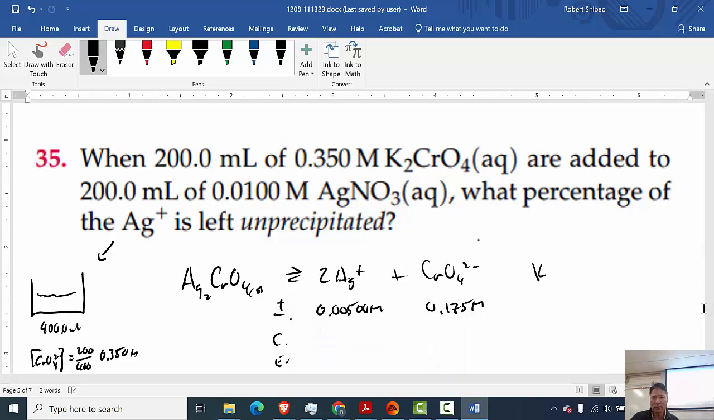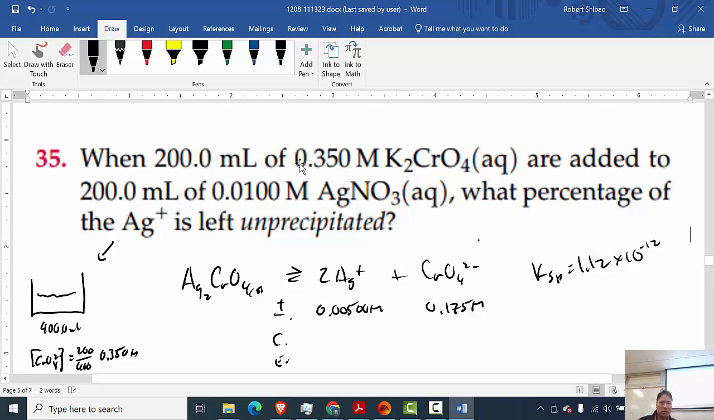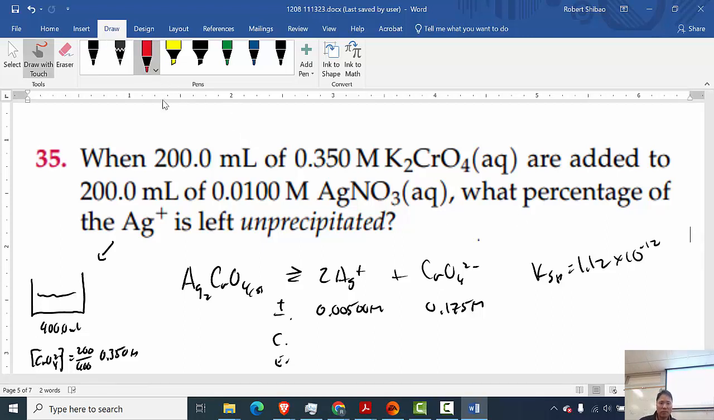All right, thank you. What did you have? 1.12 times 10 to the minus 12. All right, looking at these numbers, it looks like the QSP is going to be greater than KSP. Do you see that? And so the shift, it should go backwards. But we don't even have to do a QSP calculation if we just go ahead and reset. So what I would do, as Tristan said, is just reset this.